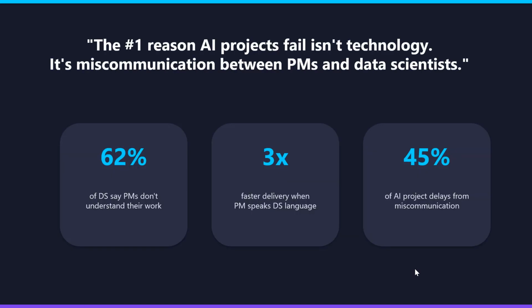Here is a stat that should worry you. 62% of data scientists say their PM does not understand their work. And 45% of AI project delays come from miscommunication between the PMs and the technical teams, right? Not from bad models, not from bad data, but from people talking past each other. The good news is this is fixable.